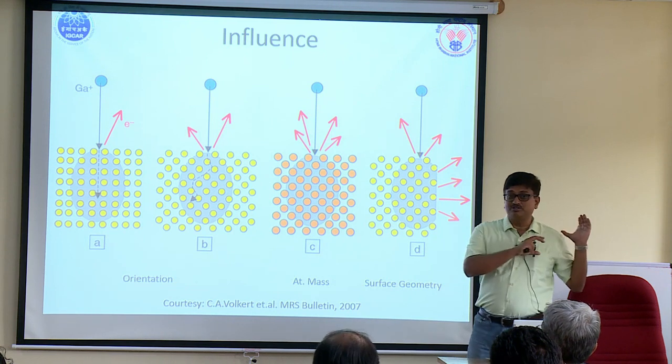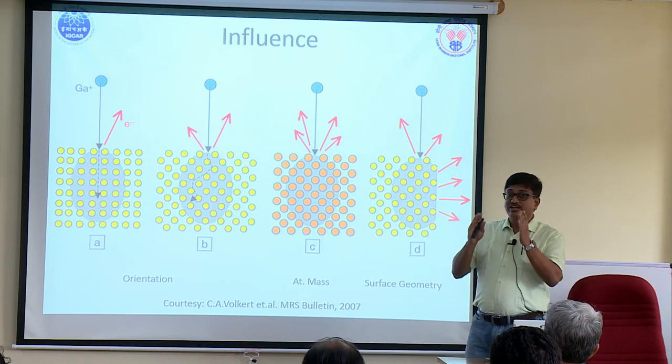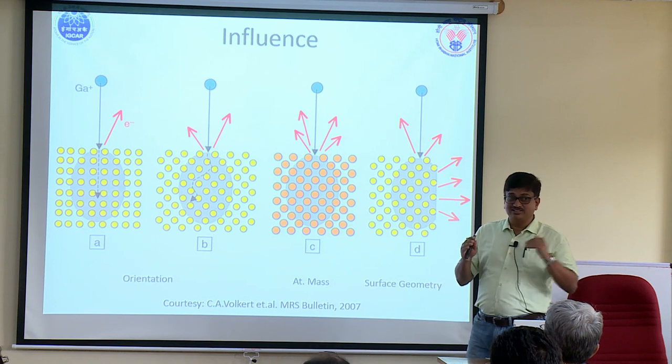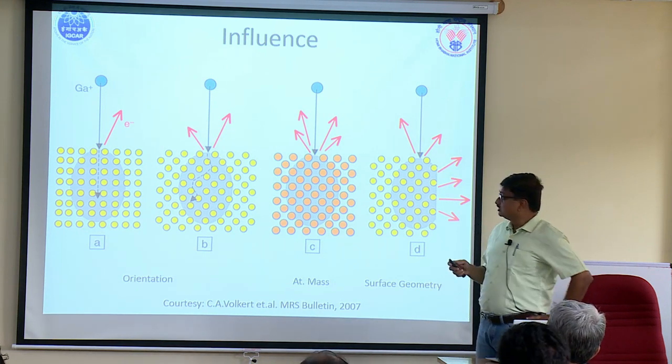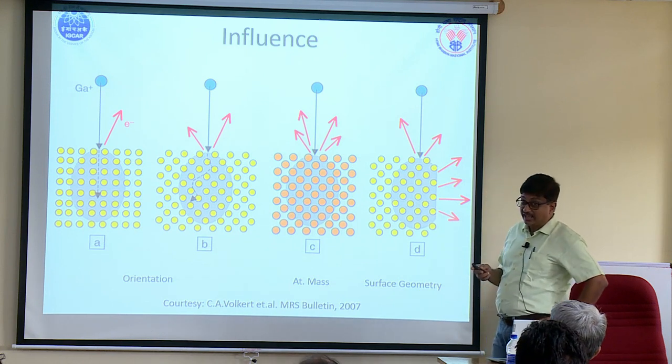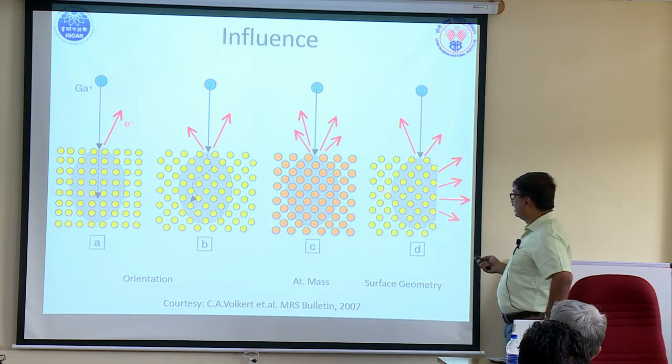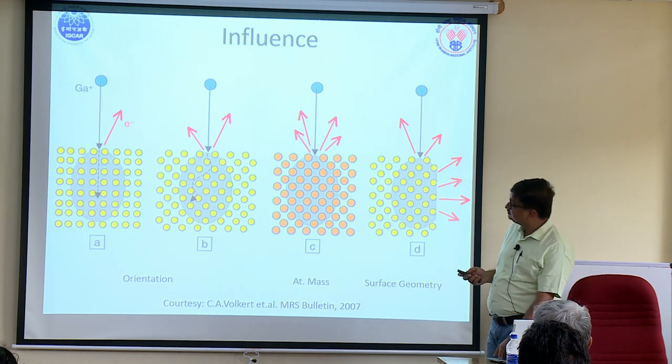Channels are the empty space between the atoms. So if you are aligning your crystal very nicely, the ions would like to go through the center rather than striking and going. So the channeling is very important. Therefore there is a lot of dependence on orientation, and the surface geometry matters.